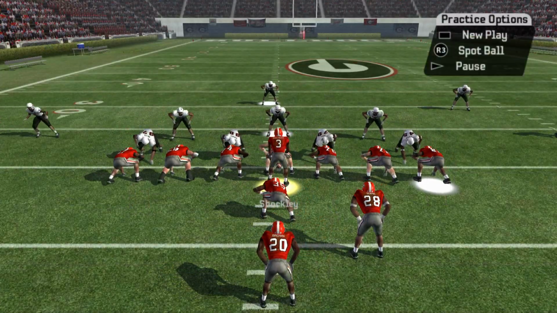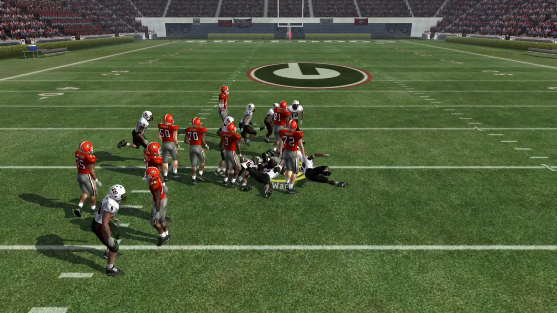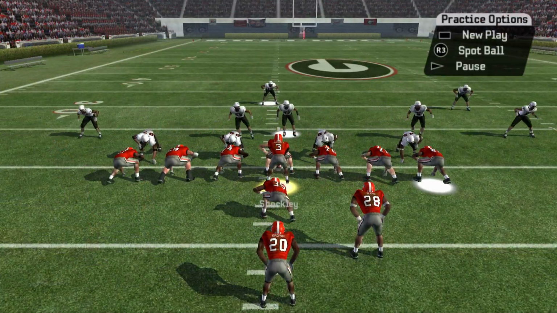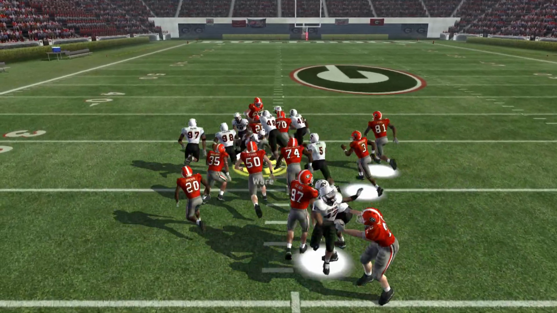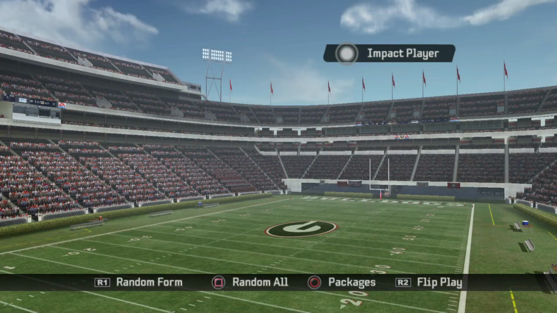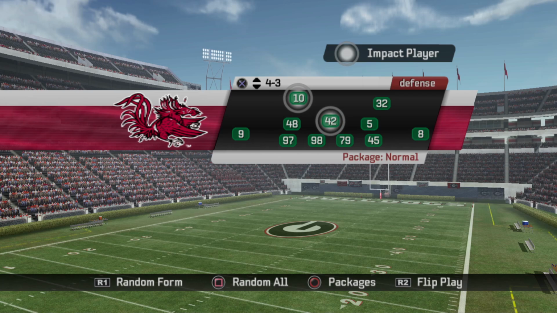I forgot to hand it off to my fullback. Let's try that again. There's just not a whole lot there. It's a tough play. Again, you can't flip it. You just got to try your best with it. So the next play is the triple option, or it's just an option pass. This is like power option with a pass ability tagged onto it.